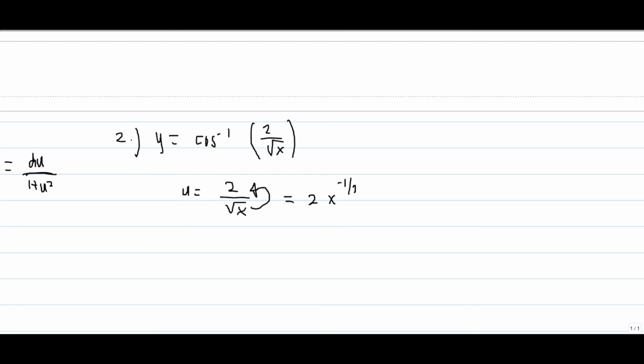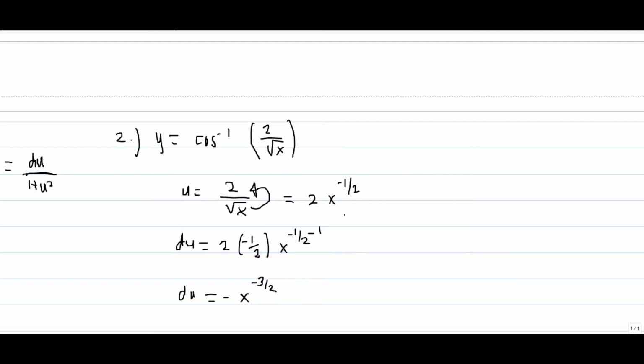Then derive to find du, so du equals 2 times the derivative of x to the power negative 1/2, so that is negative 1/2 times x to the power negative 1/2 minus 1. So du equals negative x to the power negative 3 over 2.